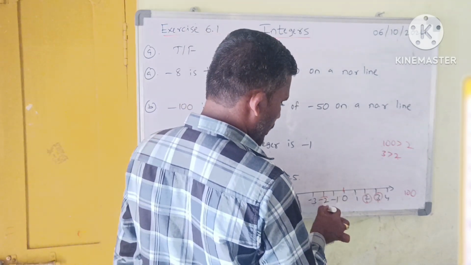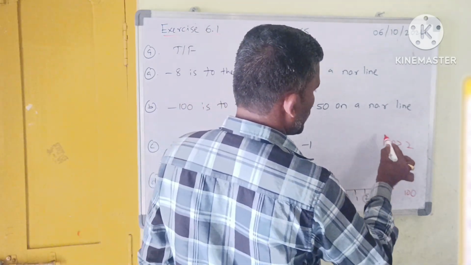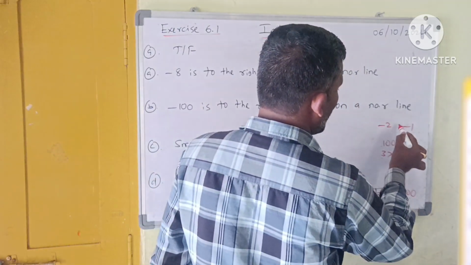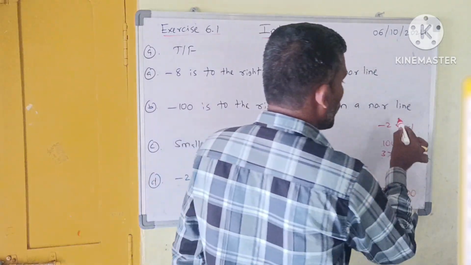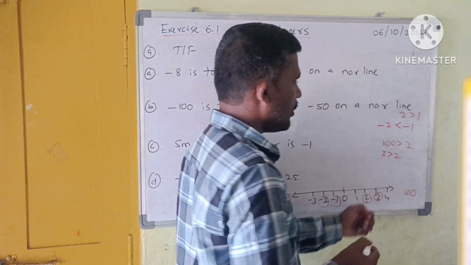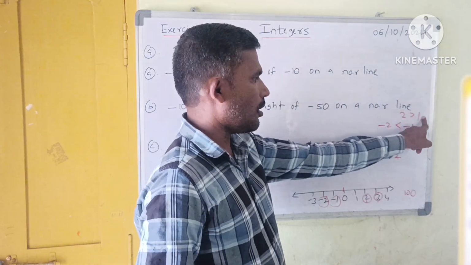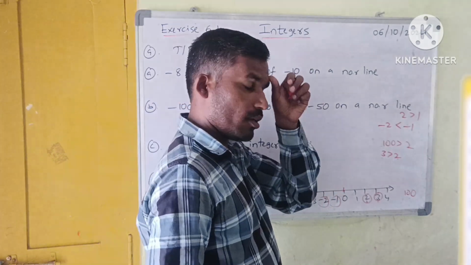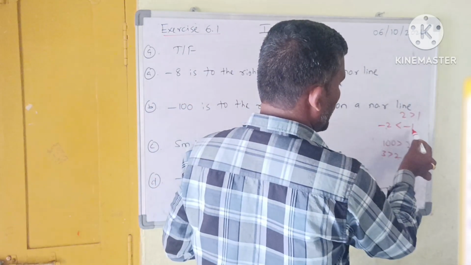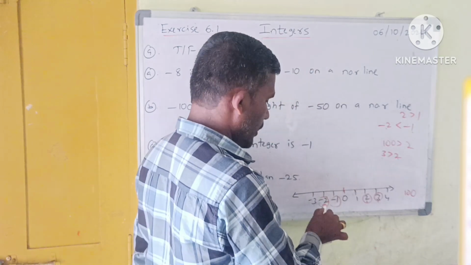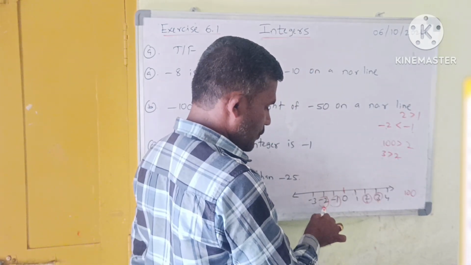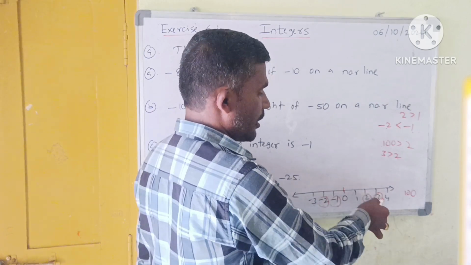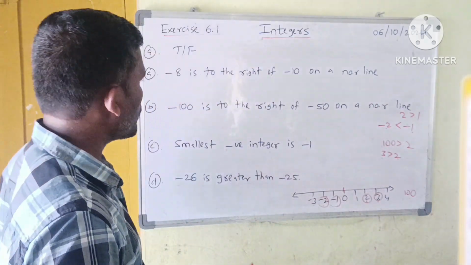And here I am taking these two, minus 2 and minus 1. 2 is greater than 1, but minus 2 is less than minus 1. Whenever minus 2 is less than minus 1, definitely minus 2 is on the left side of minus 1. So less than means left side, greater than means right side here.